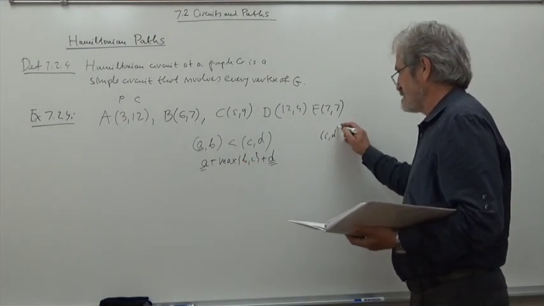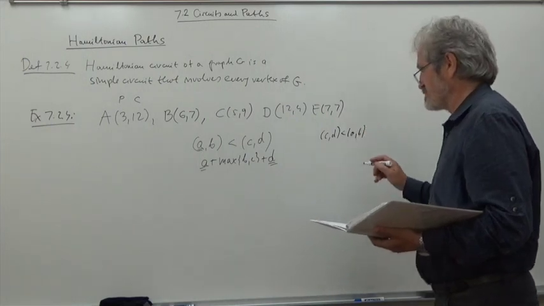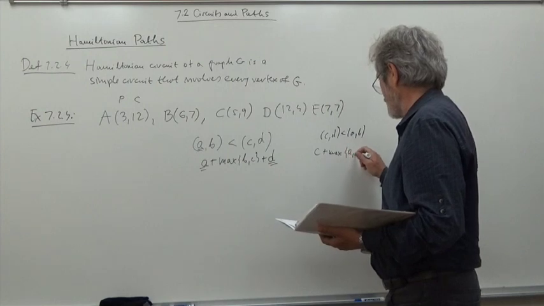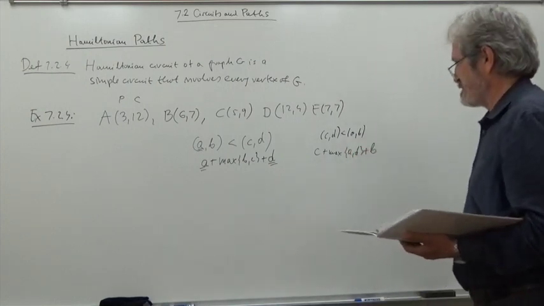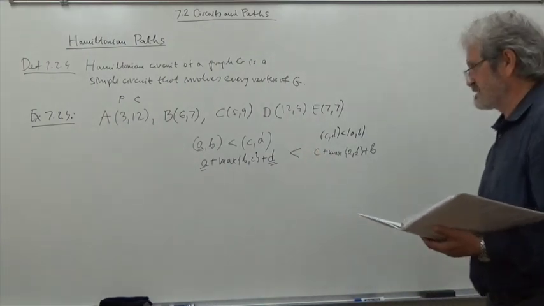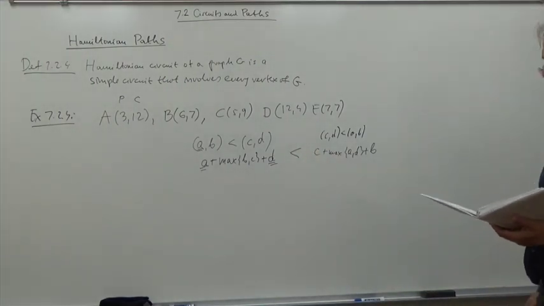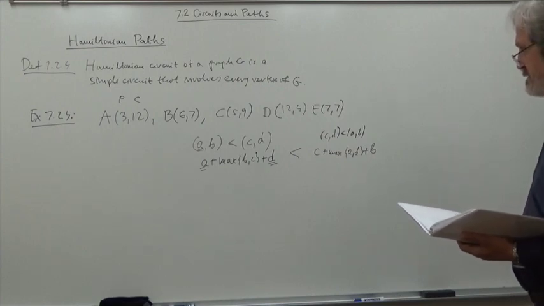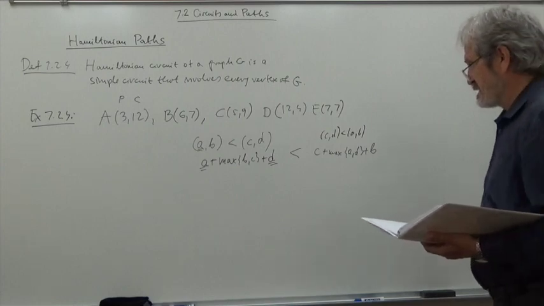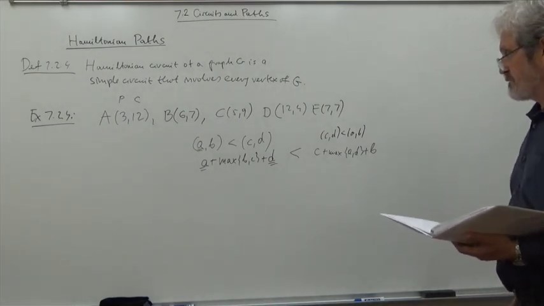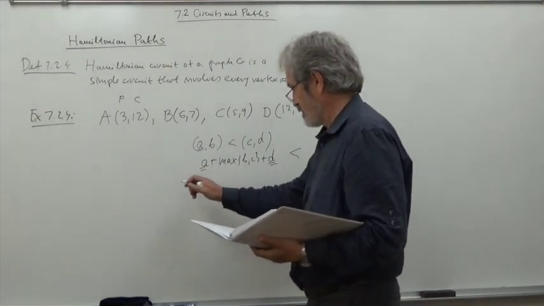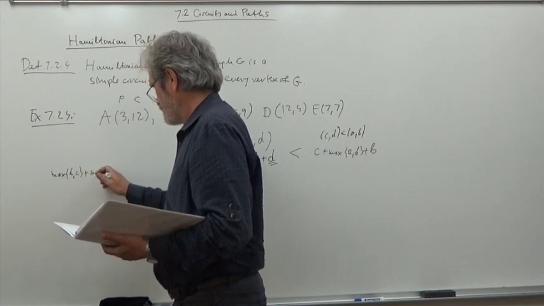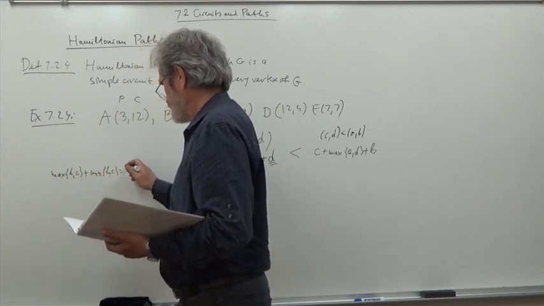And in the same way, CD before AB, by analogy, gives C plus the maximum of the middle numbers, which is the maximum of A, D, plus B. So the question is, when is this less than this? And then there is a nice trick. The nice trick is that the max of B, C plus the min of B, C is just B plus C.